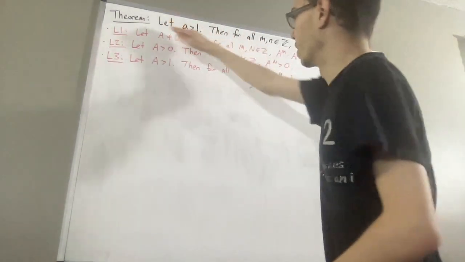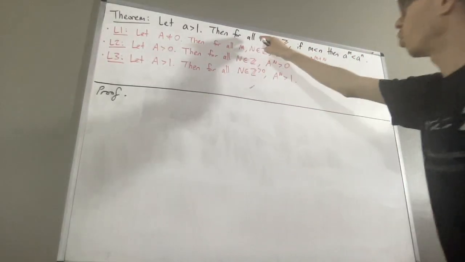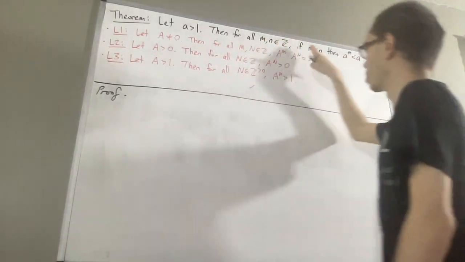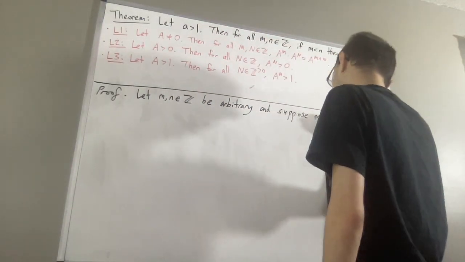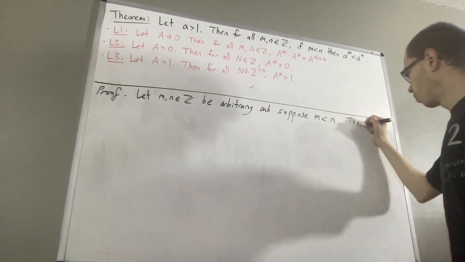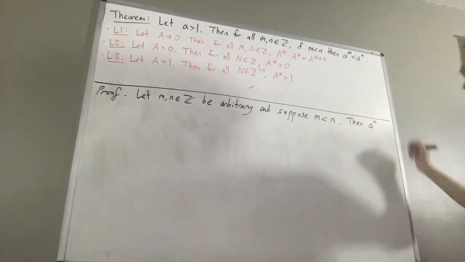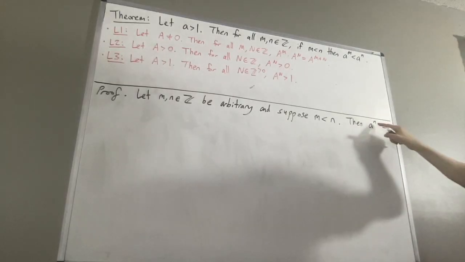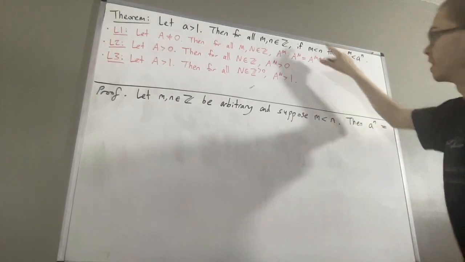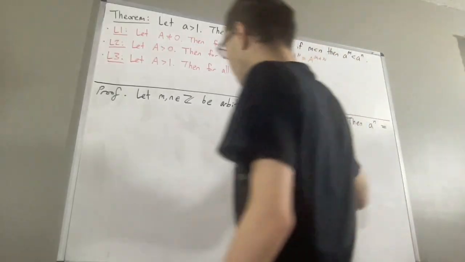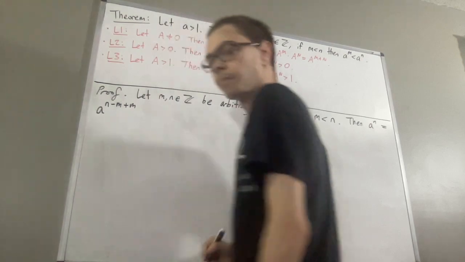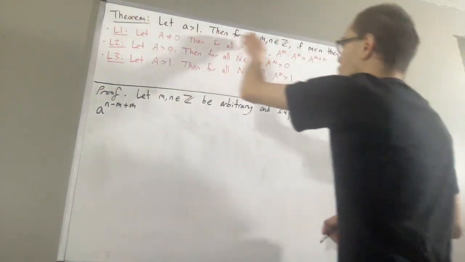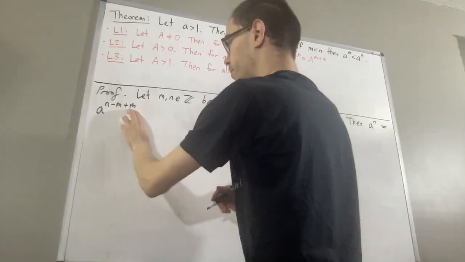So now let's get into proving this theorem. To start with the proof, let's give ourselves two arbitrary integers m and n, and we'll suppose m is less than n. Well then, a to the power of n can be rewritten in the following way. We're going to take the exponent, add and subtract m. So then a to the power of n is equal to a to the power of n minus m plus m. But then applying lemma 1, we can split up the exponents.